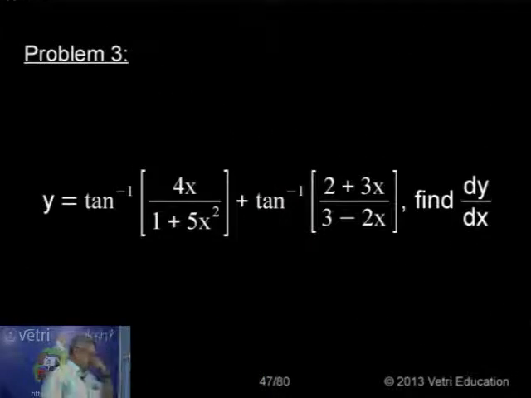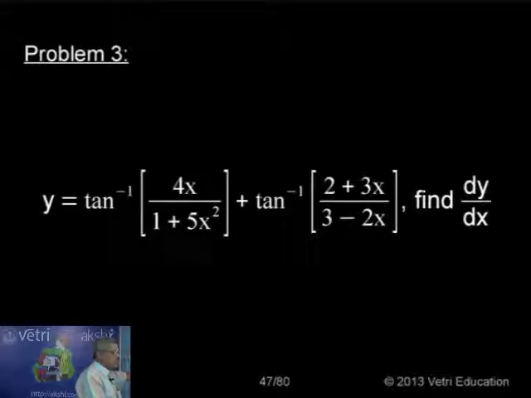Okay. Next problem. Tan inverse 4x by 1 plus 5x square plus tan inverse (2 plus 3x) by (3 minus 2x). Find dy by dx. Now, we have inverse functions. Whenever inverse functions are present, we try to reduce it to a simple function. Some 2-3 examples I have given. This is one example. Now, in this problem, we are converting this as tan inverse (a plus b) by (1 minus ab), or tan inverse (a minus b) by (1 plus ab).